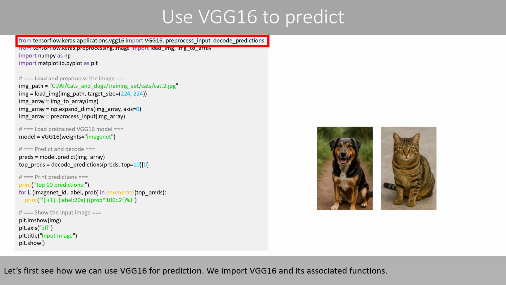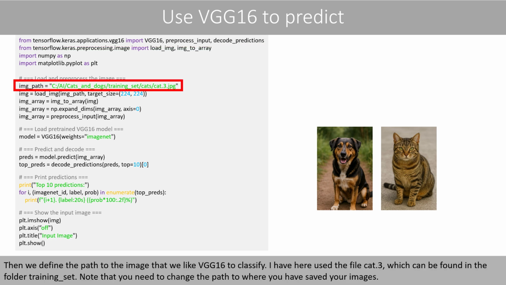Let's first see how we can use VGG16 for prediction. We therefore import VGG16 and its associated functions. Then we define the path to the image that we would like VGG16 to classify. I've here used the file cat3, which can be found in the folder training set. Note that you need to change the path to where you have saved your images.